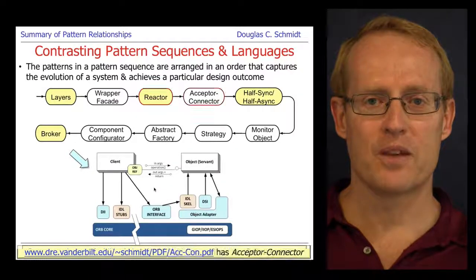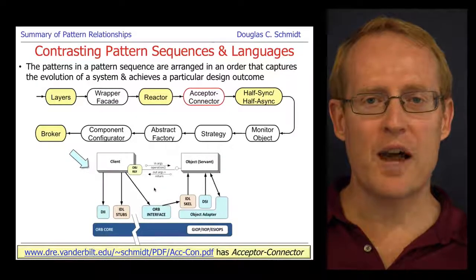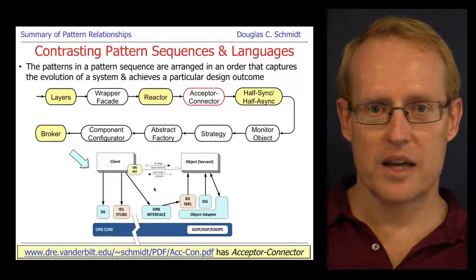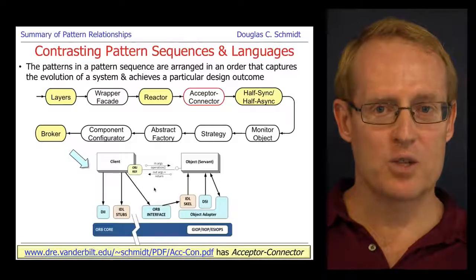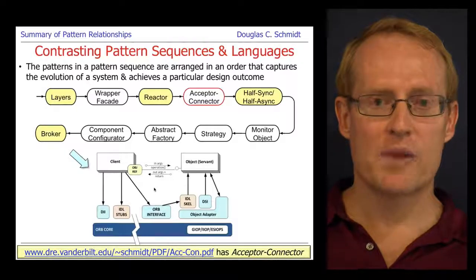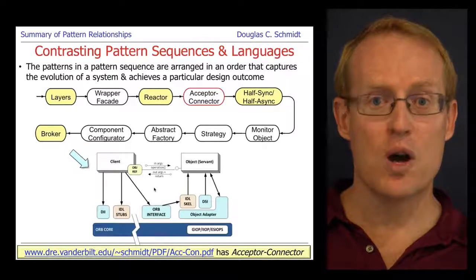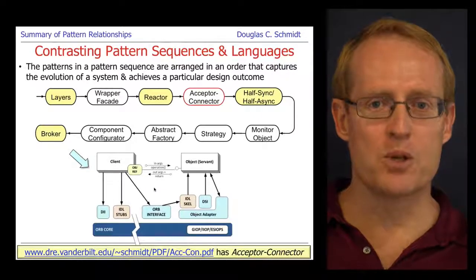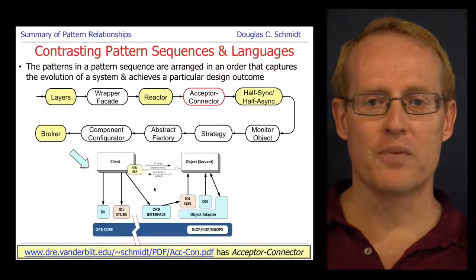The acceptor connector pattern is a pattern that allows you to separate connection establishment and service handler initialization from the actual work that the service handlers do once they're connected and initialized. This is another POSA 2 pattern. You can read about it at this URL.